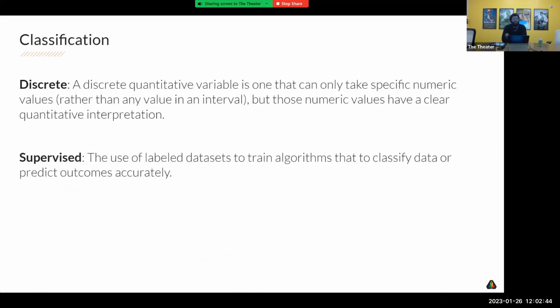So we're doing classification problems, which means that our problem is going to be discrete and supervised. Discrete means that whatever variable we're looking for as an outcome can only take one specific value instead of an interval. And supervised means that our data set is going to be labeled, or we're going to have answers previously, and then we're going to be able to fit this to information where we might not have the answer.